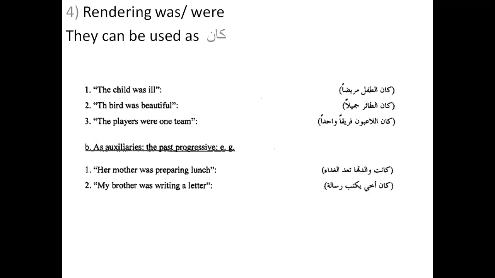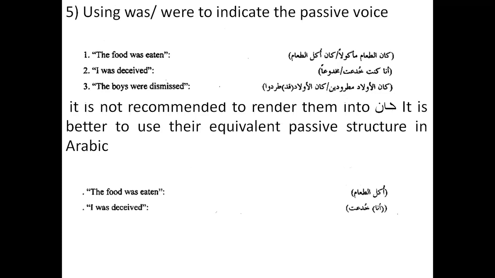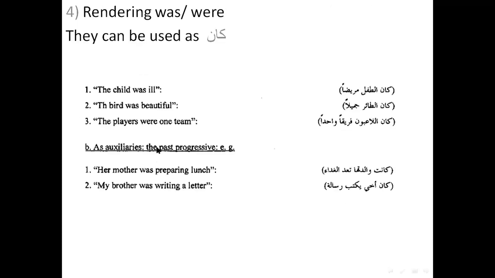Now, her mother was preparing lunch. We can say كانت والدتها تعد الغداء. My brother was writing a letter. كان أخي يكتب رسالة. So to render the past progressive sentence, we can use كان plus the present verb in Arabic. كانت plus فعل مضارع is the past progressive structure, the equivalent structure of the past progressive in English. Okay.